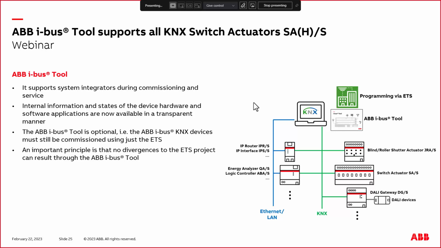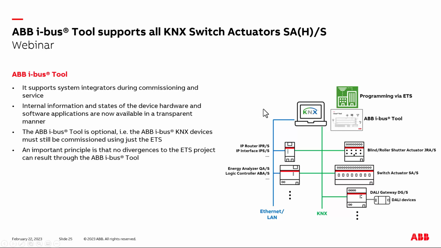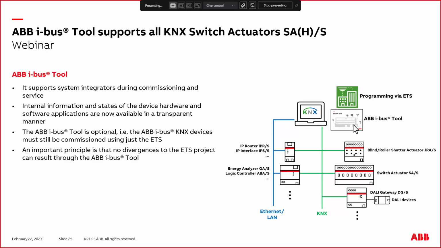It's not a 24/7 visualization, it's only for diagnostic, a point-to-point connection. So very important that we can make no download with the ABB iBus tool. We cannot link group addresses. We cannot change a parameter. This is everything done in the ETS. So it's an additional tool, which is of course not mandatory, but it really helps you when you work with our ABB iBus KNX devices.